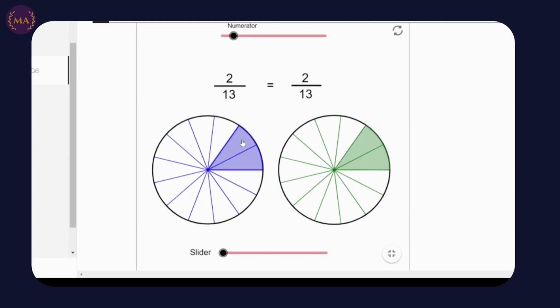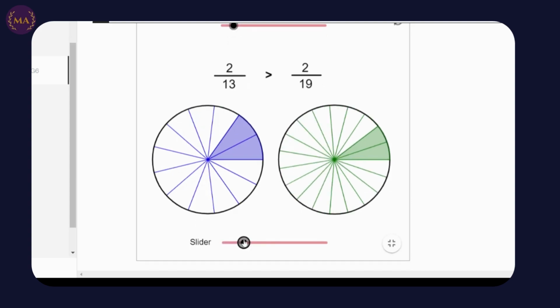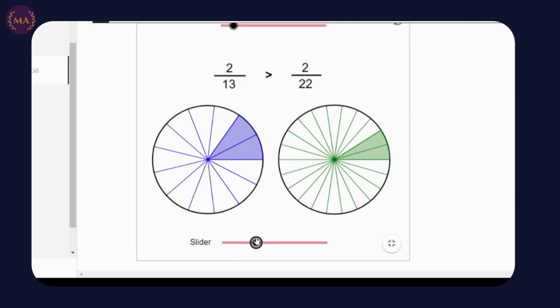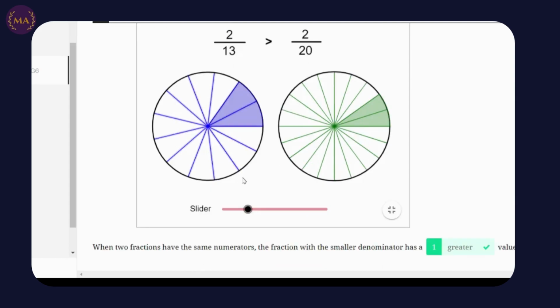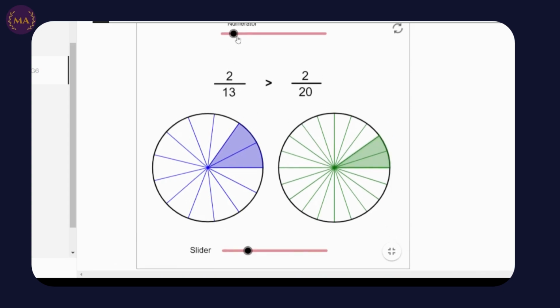Now I will change the denominator. One denominator is 13 and the next denominator I'm making 20. Now I want you to observe both the circles. You can easily notice that 2 by 20 is a little bit less than 2 by 13. Observe the shaded part, right? You can observe over here that 10 by 13 is more than 10 by 20, right?